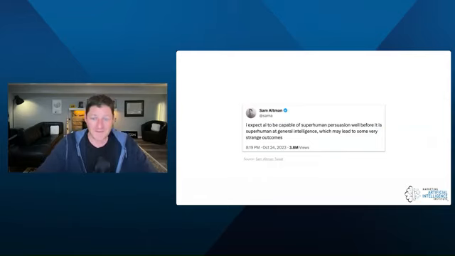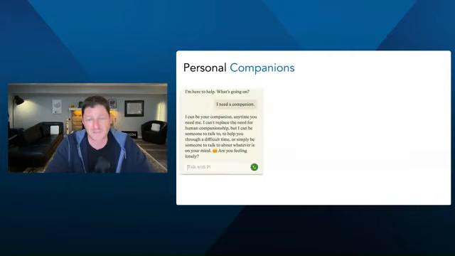Another one that's going to be really fascinating is persuasion. So Sam Altman, who generally tweets things, I don't know, 3, 6, 9, 12 months before they become reality for the rest of us because he knows they're true already, tweeted in October 2023, I expect AI to be capable of superhuman persuasion well before it is superhuman at general intelligence, which may lead to some very strange outcomes. So imagine if these things can do persuasion and emails and negotiations, all these things. It's going to be weird. It's going to happen. They're going to be better than humans at persuasion.